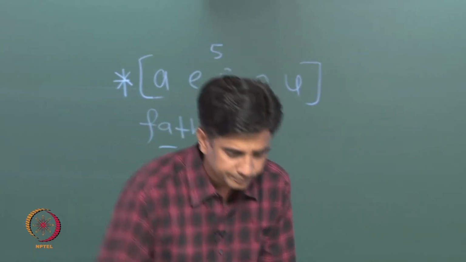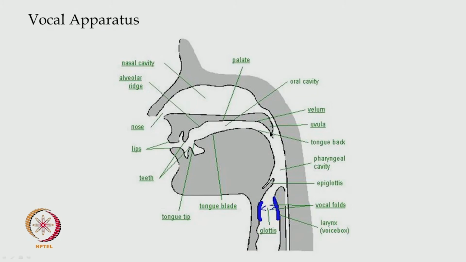You see this, there is one more part which is important, before I give you examples of actual sounds. You see this part? What is this called? This part is called uvula. You see this area? Now, this is one thing.